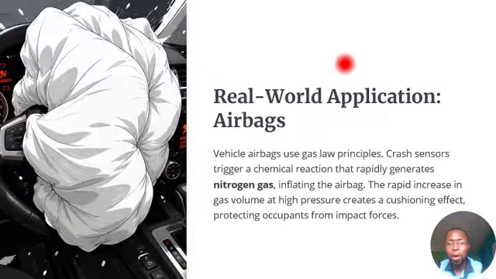Now, in real world application, we have what we call the airbag. We have seen where it's been applied in the syringe. The airbag is a safety device that is kept in the vehicle in case of accident. How does the airbag work? When there is an accident or a crash, this crash will make the airbag begin to rise.